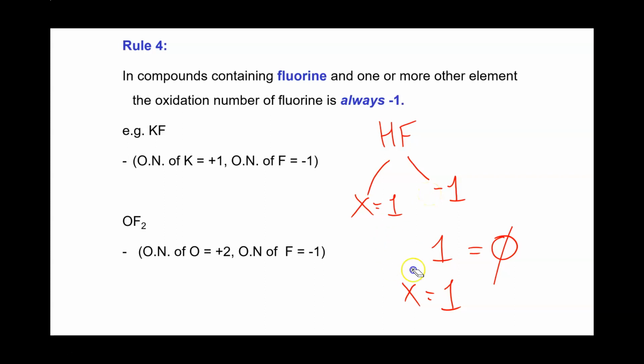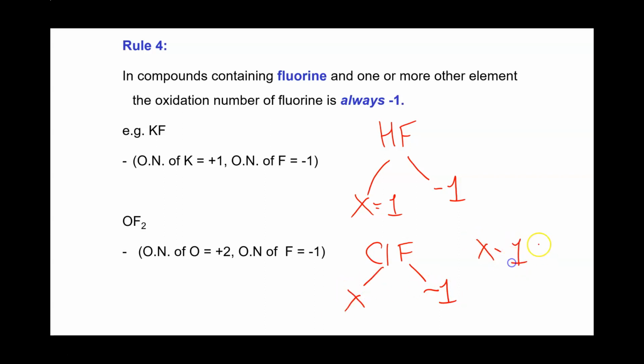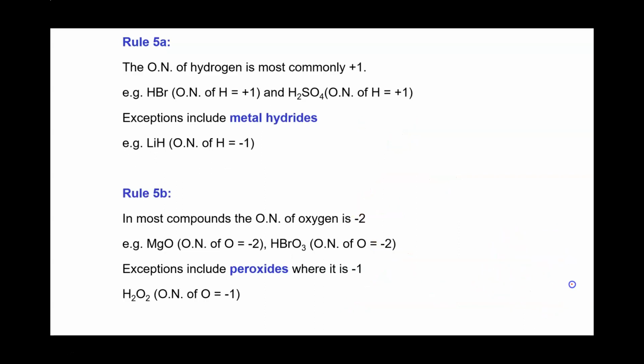You always know that the oxidation number of fluorine in a compound is going to be -1. So that's cool, all right? It's really, really cool. So if I had something like this compound, ClF, fluorine is always going to be -1. Chlorine X, X - 1 equals 0. X must equal +1. Super simple.